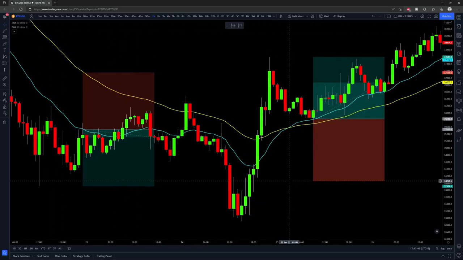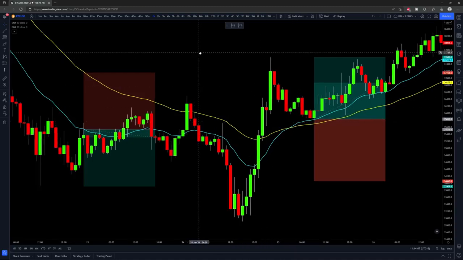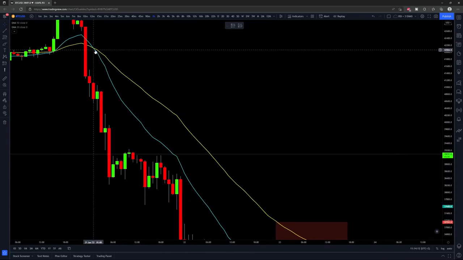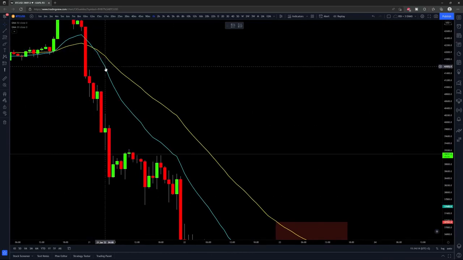Now let's go over the different rules to take an entry using this strategy. The first step is waiting for the 20-period exponential moving average to cross over the 50-period exponential moving average. If it crosses up over the 50-period, then you're going to be looking for a long trade. If the 20-period exponential moving average crosses below the 50, then you're going to be looking for a short trade.